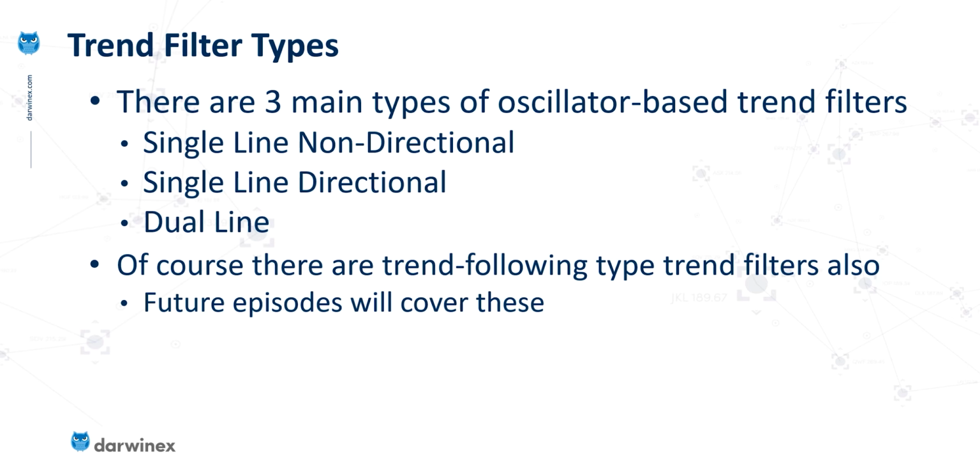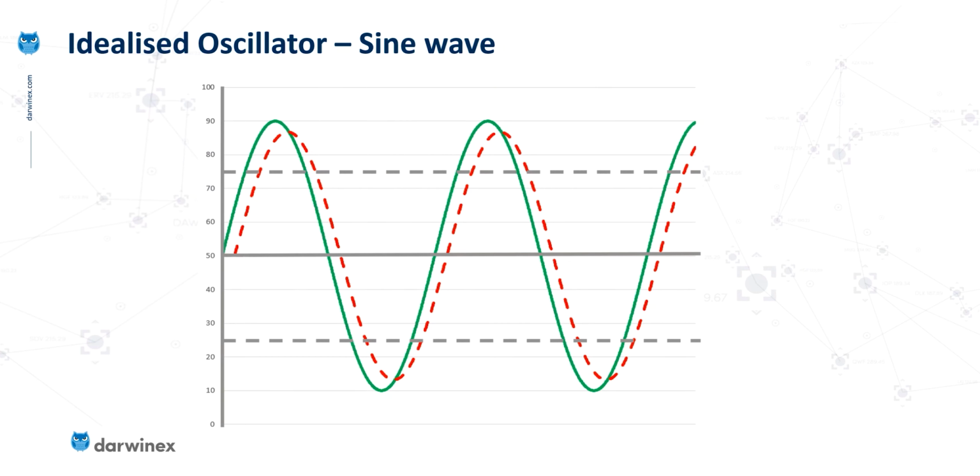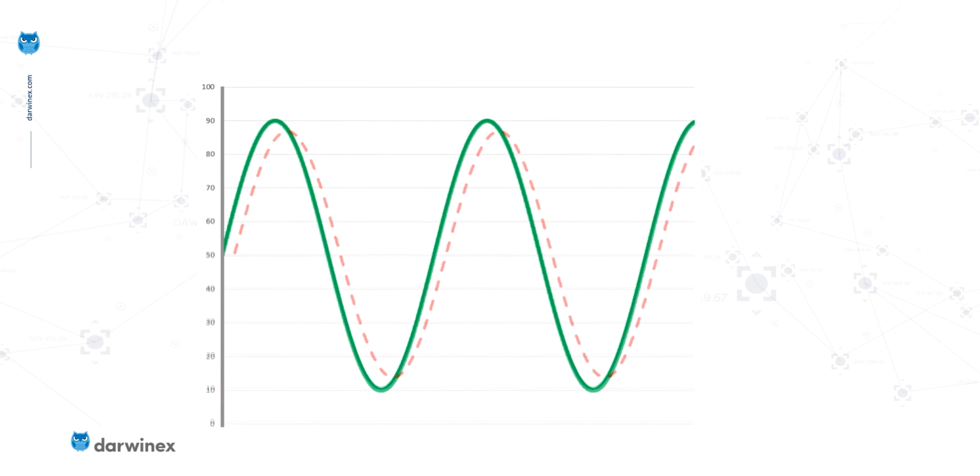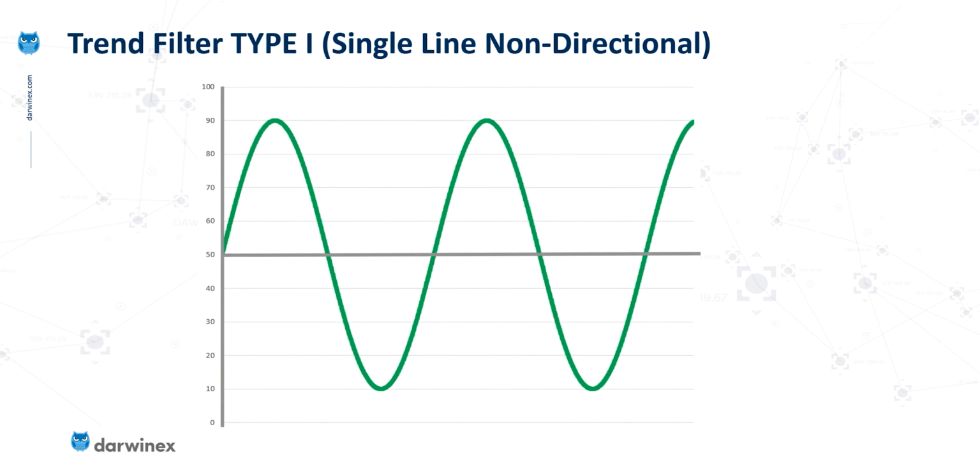Now, just like I did for the use of oscillators as triggers and volatility filters, I used this idealized sine wave to explain the concepts, and I'll do that again now for trend filters. However, again, just like last time, I'll then move on to real charts once you've got that understanding. So let's now take a look at the first type, which is the single line non-directional.